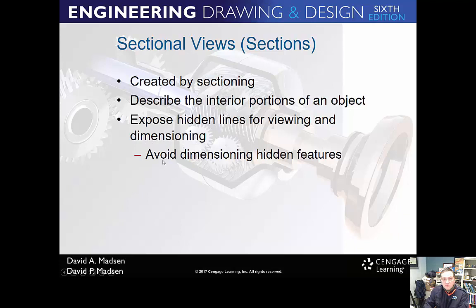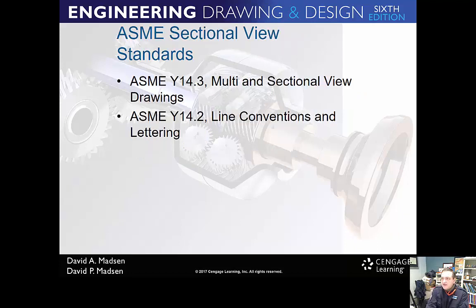Because number one rule in dimensioning, I would go with number one rule. Avoid. Do not. Don't pass go. Don't collect $200. Do not dimension hidden features. That includes holes. Sure, you're dimensioned to the center line, but still, it's a hidden feature. Don't do it. You'll get marked off every time.